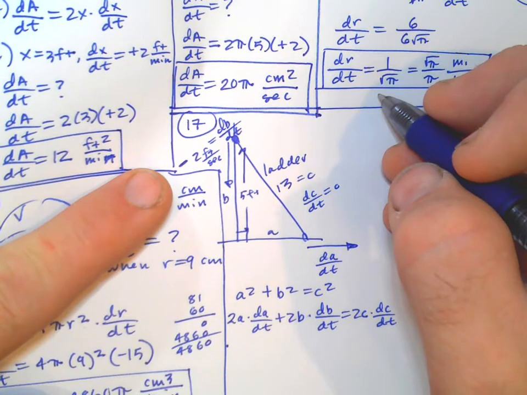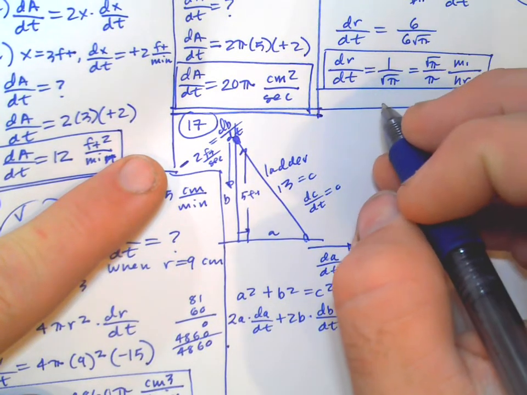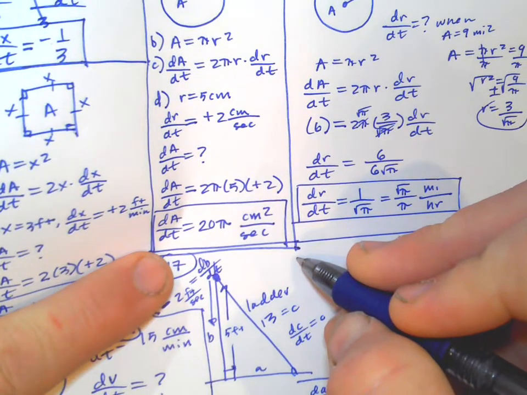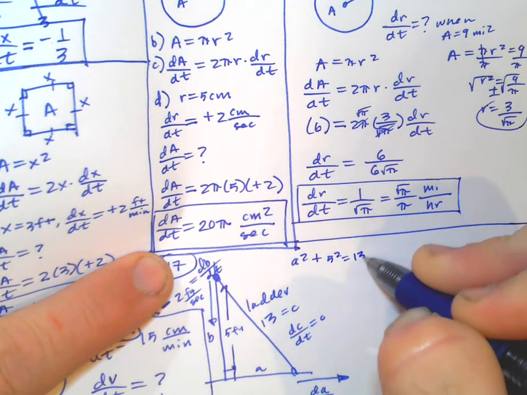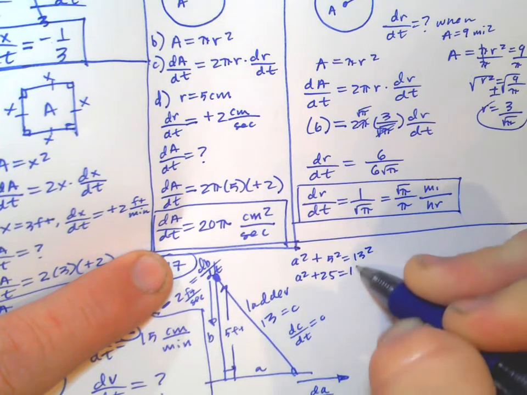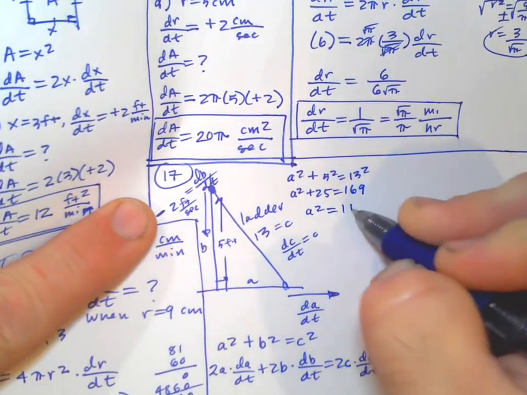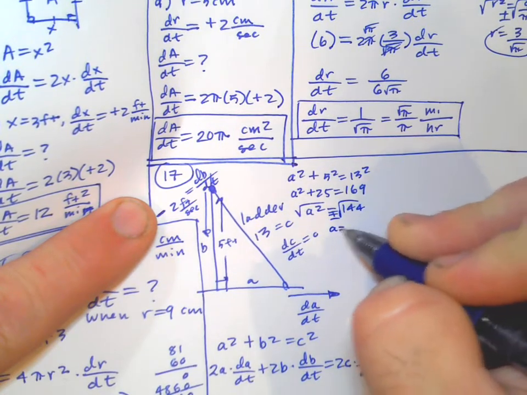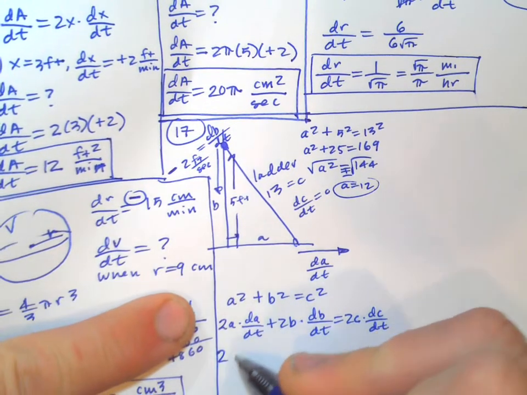So let's see. Or did they tell us that? No, I don't think so. Okay. So A squared plus B squared equals C squared. A squared plus 25 equals 169. A squared equals 144, square root of both sides, plus or minus, is 12. So we got that now. All right, so A is 12.